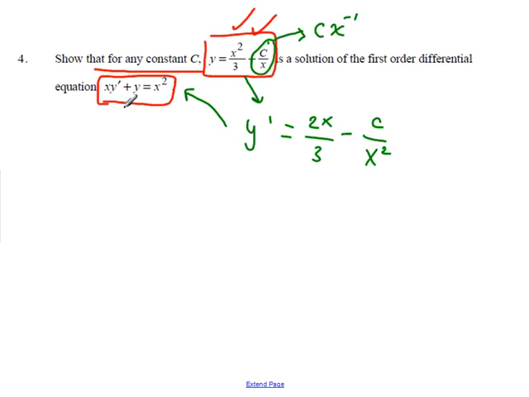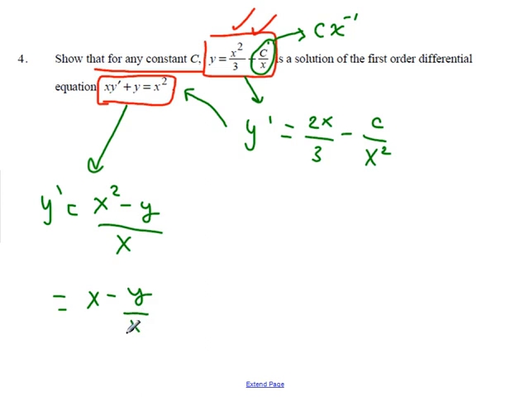Not yet, but we can do some work on the differential equation. Let's solve this for y prime. So we get y prime equals x squared minus y over x. Well, that's x minus y over x.